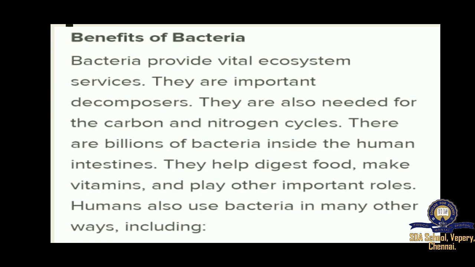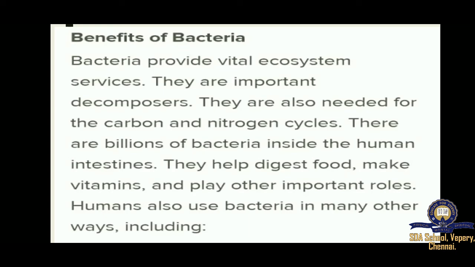Next, we will discuss uses of bacteria. Bacteria and humans have many important relationships. Bacteria make our life easier in a number of ways. In fact, we could not survive without them. On the other hand, bacteria can also make us sick. Benefits of bacteria: bacteria provide vital ecosystem services. They are important decomposers. They are also needed for the carbon and nitrogen cycles.